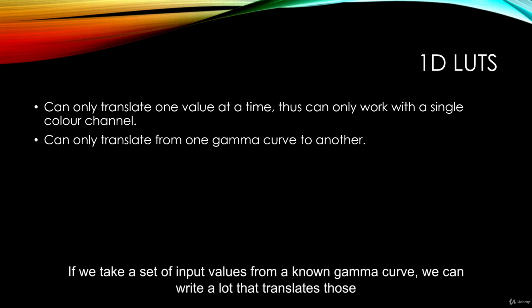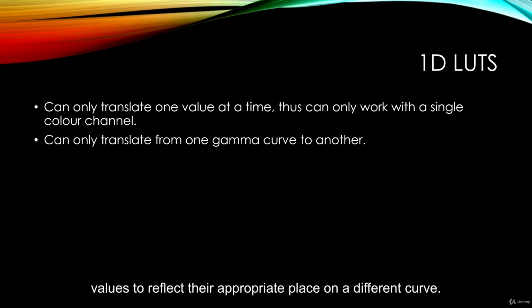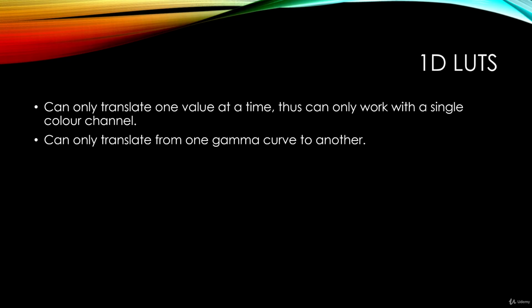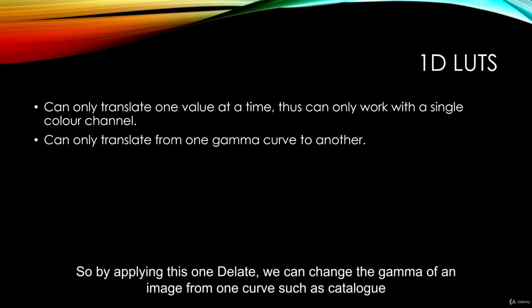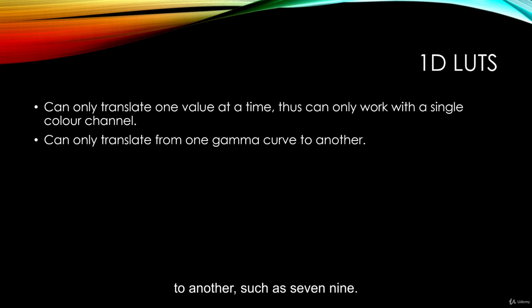If we take a set of input values from a known gamma curve, we can write a LUT that translates those values to reflect their appropriate place on a different curve. So, by applying this 1D LUT, we can change the gamma of an image from one curve, such as Canon log, to another, such as Rec. 709.